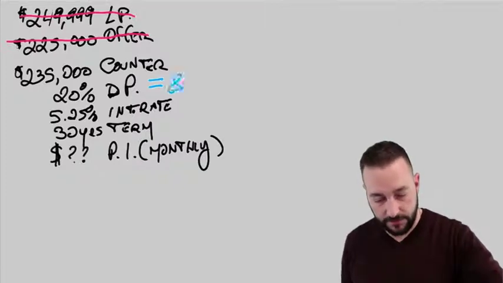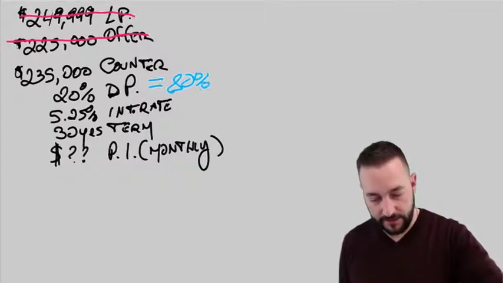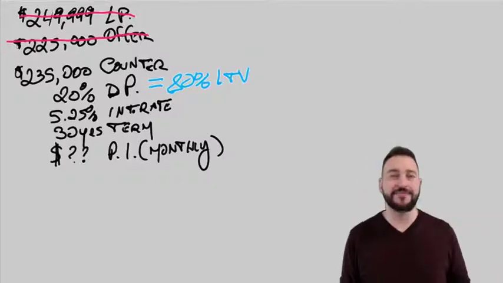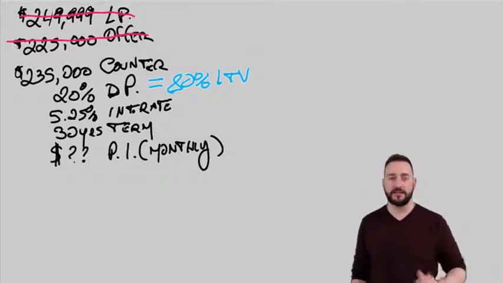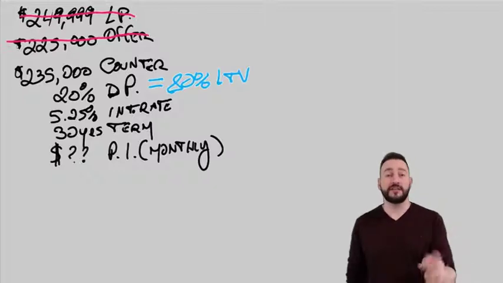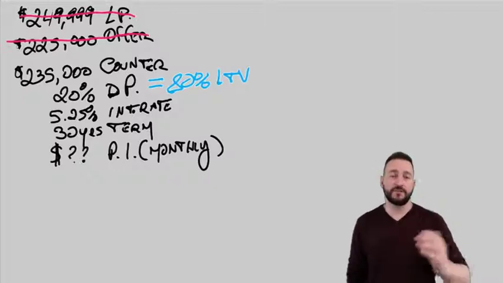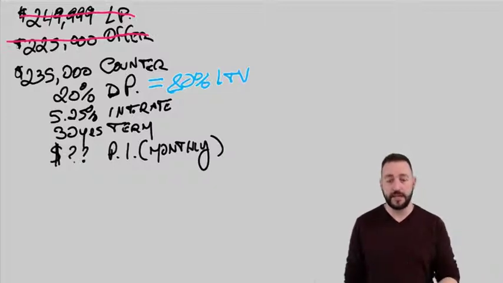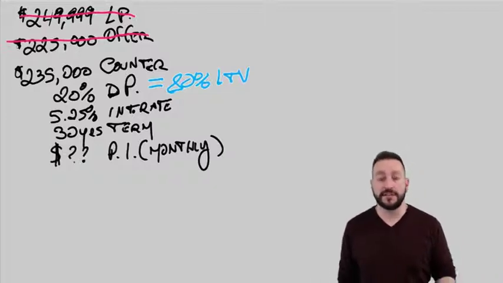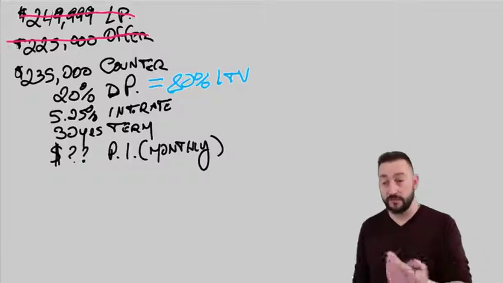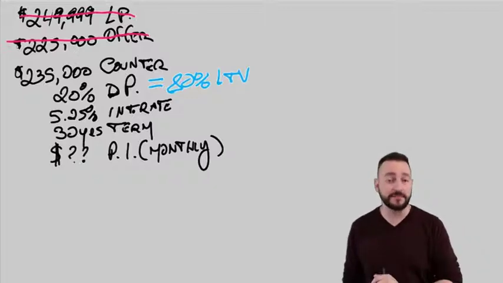So this equals 80% LTV. Now, LTV is loan to value. The value is 100%. If you put 20% down, 80% is the loan to the value of the house. Good? So how do we figure out what LTV is? What is the number? Because for us to calculate the rest, that's the number we need.